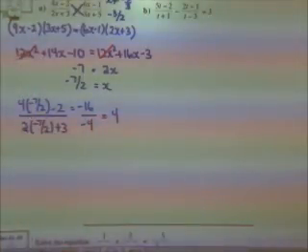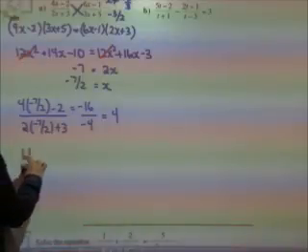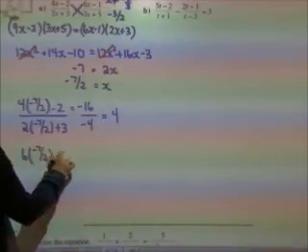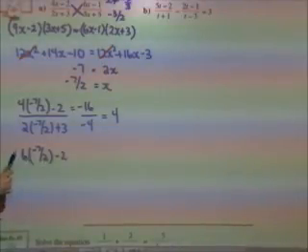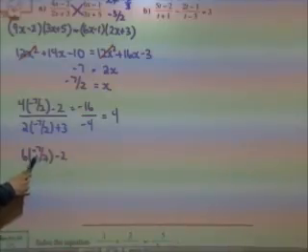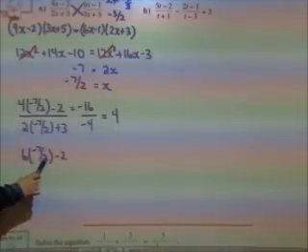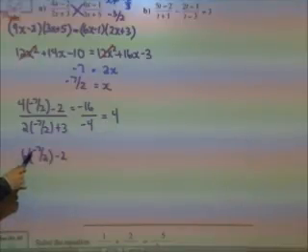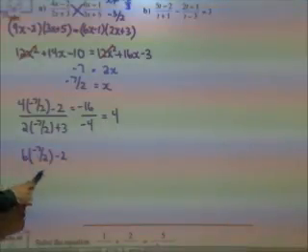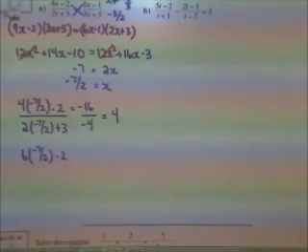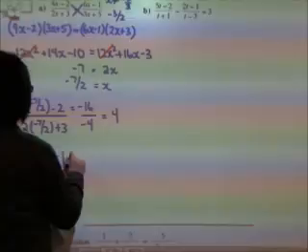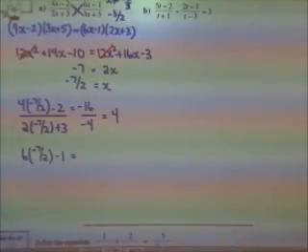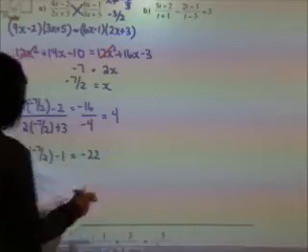Now I have to do the same thing to the other side. 6 times negative 7/2. So the easiest way to multiply this through, the 6 is a numerator and the 2 is a denominator. 6 divided by 2 is 3, and 3 times negative 7? Negative 21 minus 2. Or sorry, that shouldn't be 2, that should be a 1. So negative 21 minus 1. Negative 22. Okay?